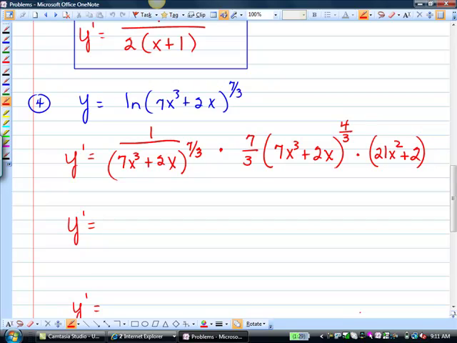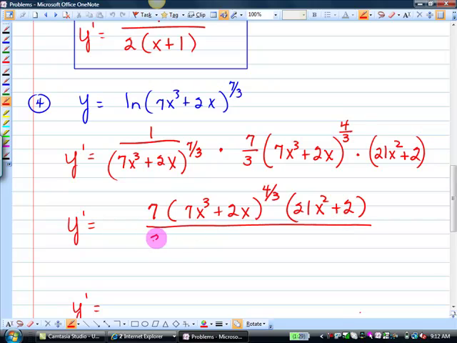All right. So again, let's take what's on the top and put it on the top, and what's on the bottom, let's put it on the bottom. So on the top, it looks like we have a 7. And we have this thing. And we have this. And on the bottom, we have 3. Like that.